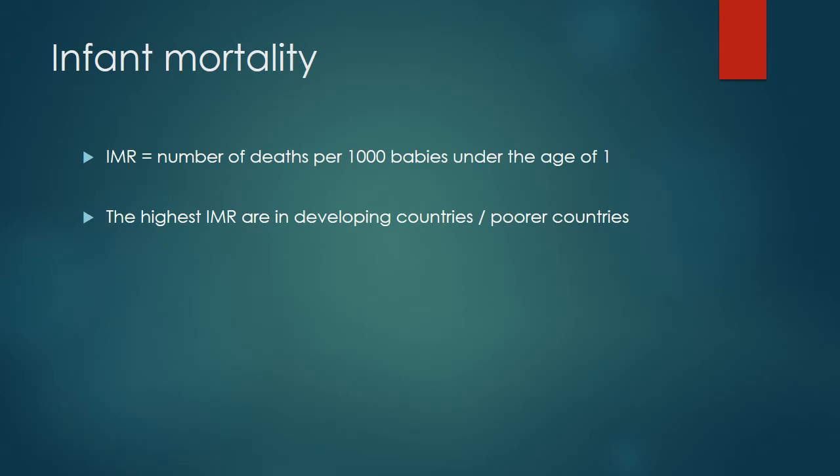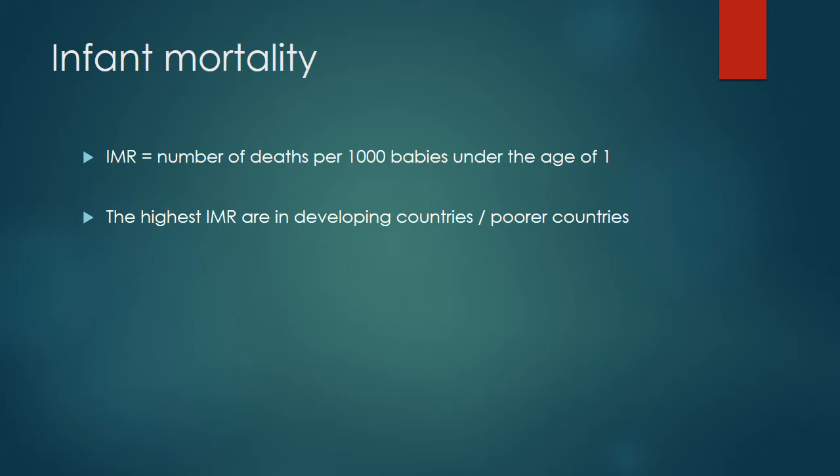So infant mortality is another statistic they look at when they're assessing the health of a country. So you'll need to put this into your glossary of terms. So infant mortality rate, which is IMR, is the number of deaths per 1,000 babies, and it's all babies under the age of 1.